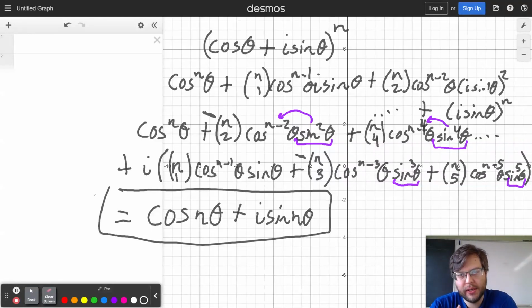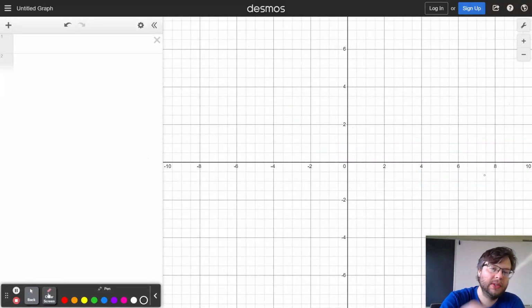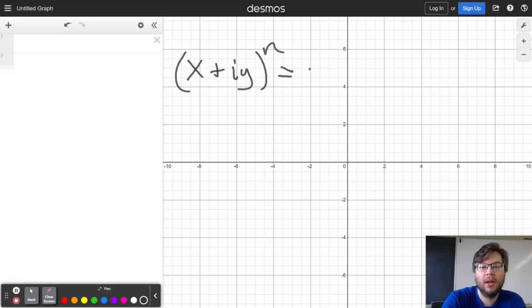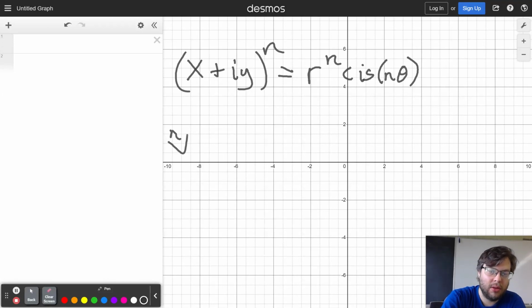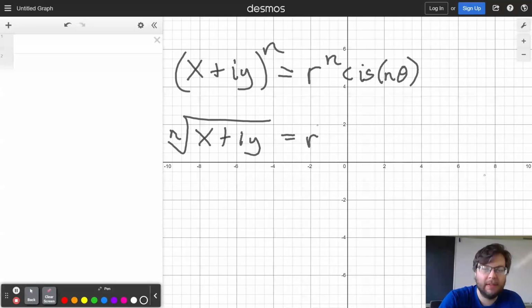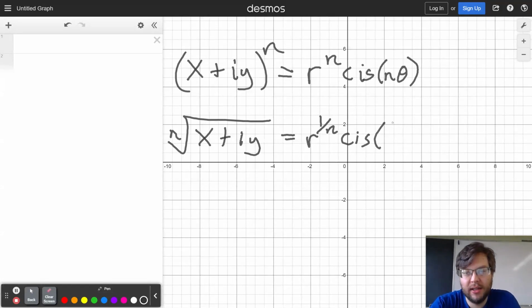So the last thing I'll mention is that you can use this same idea to find roots. The idea I'm talking about is that if you have x plus iy to the nth power, you can think of that as r to the n times cosine plus i sine of n theta. If I wanted to take, say, the nth root of something, I can use basically the same idea: r to the 1 over n times cosine plus i sine of 1 over n theta.